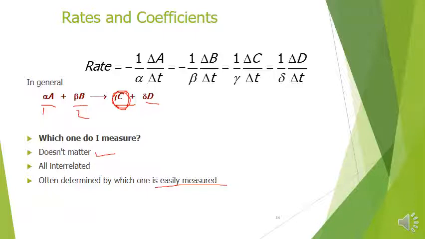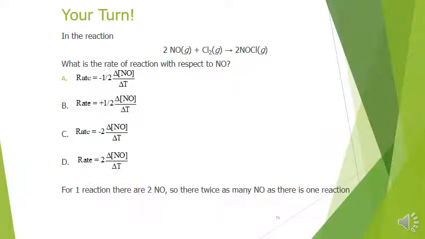So let's say these coefficients are 1, 2, 3, and 4. And you do the chemical reaction, and you measure how much C is formed. To relate it to the whole reaction, you would divide it by 3. So the rate of the reaction would equal 1/3 the rate of C. All right.